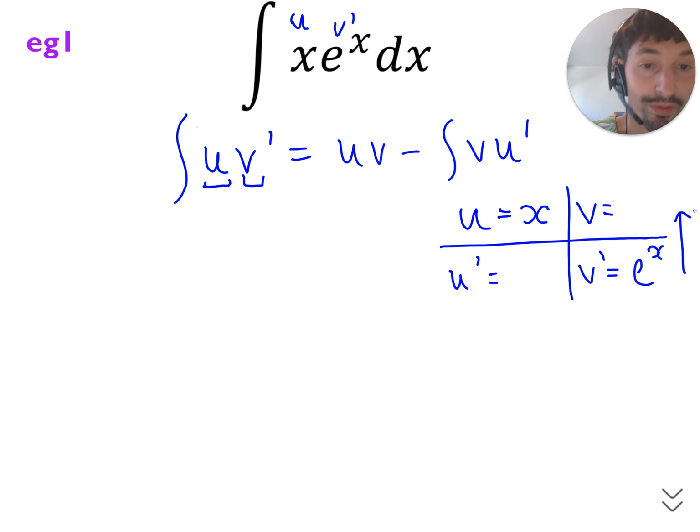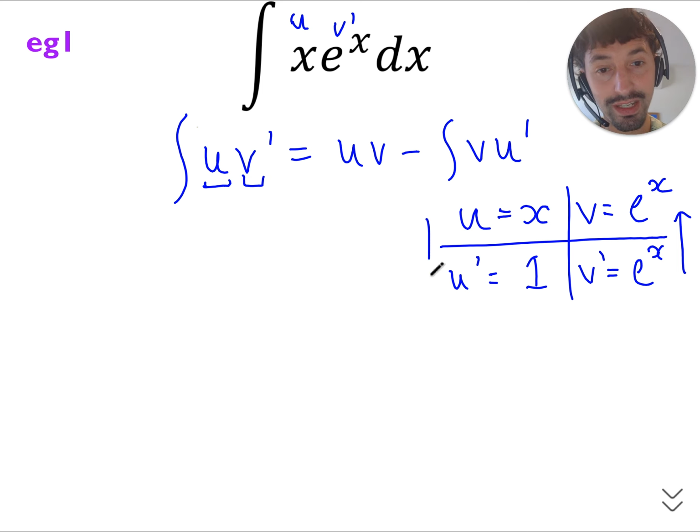So the derivative of x, so u dash, will be the differential of x, which is 1. But to find v, because we have the derivative already, we actually need to integrate e to the power of x. So the integral of e to the power of x is e to the power of x. So effectively, what we're doing here is we are differentiating down but we're integrating up to find our missing functions.